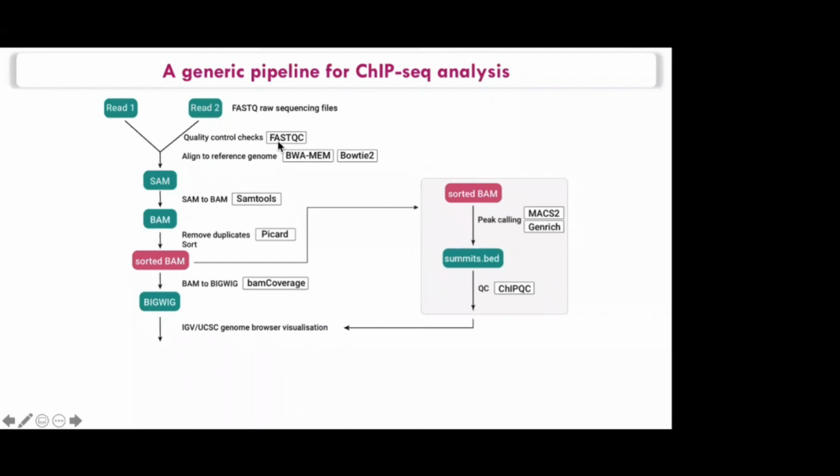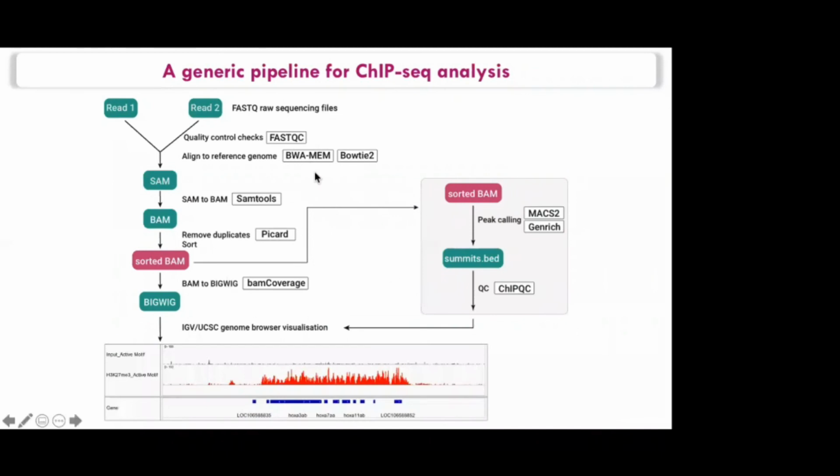FastQC is the preferred quality control software. And once you have these reads, you align them to the reference genome. These are two of the most popular and most efficient aligners, BWA as well as Bowtie2. Both of them work really well for ChIP-seq data sets. Once you align them onto the genome, you get these huge files called SAM files, so we compress them into binary files called BAM.